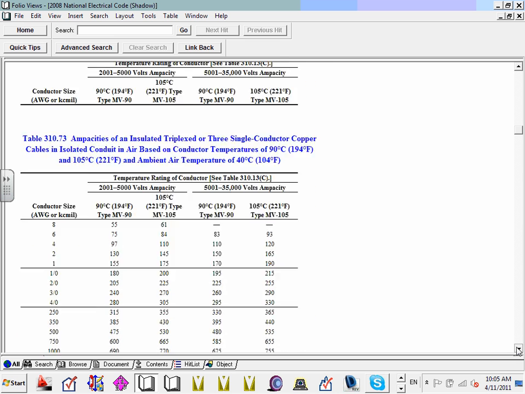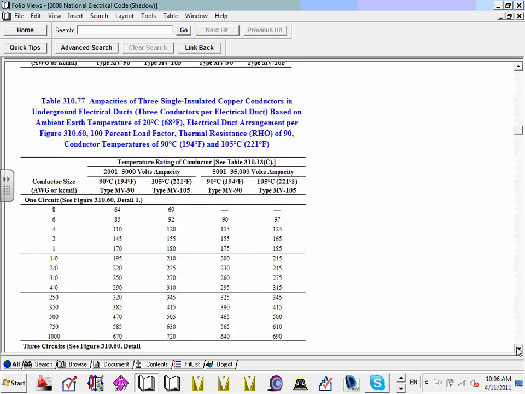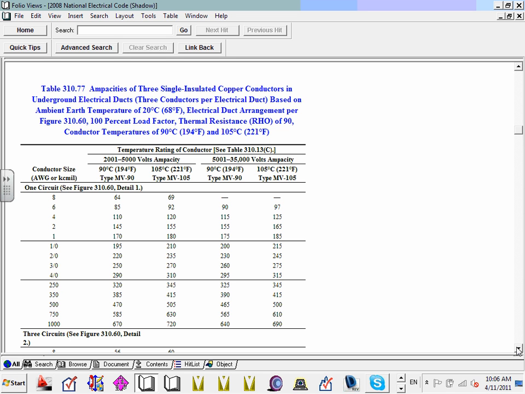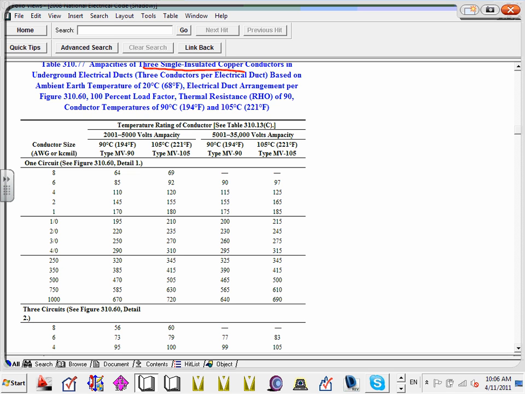I'm just picking 70. I'm going to go to 77, my favorite. There you go, 77. Okay, do you guys remember 77? Look what 77 says. It says the ampacity of three single insulated copper conductors in underground electrical ducts, three conductors, per electrical duct, based on the ambient temperature of earth, 20, electrical duct arrangement based on the arrangement that you can see, 100% load factor, thermal resistivity of 90, and conductor temperature of 90 or 105.